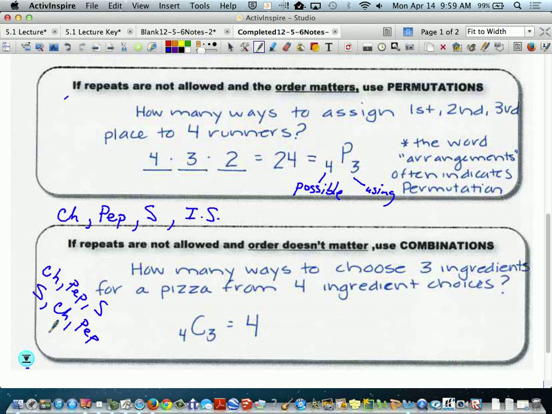So just 4C3. And again, you go into your calculator, 4, math, probability, do the NCR, then put your 3, and it will spit out there are only 4 different pizzas you can make. It's probably easy for you guys to think about. If I'm making a pizza of 3 toppings and there are 4 to choose from, basically, how many ways can you leave one of the toppings out? Well, I can leave out cheese, I could leave out pepperoni, I could leave out the sausage, and we could leave out the Italian sausage. There's only 4 ways to leave one of the toppings off. Okay?